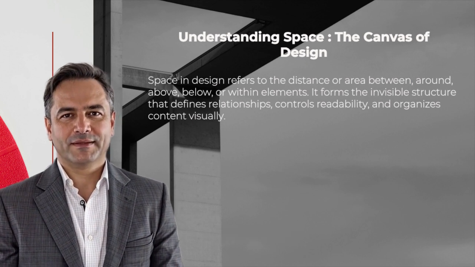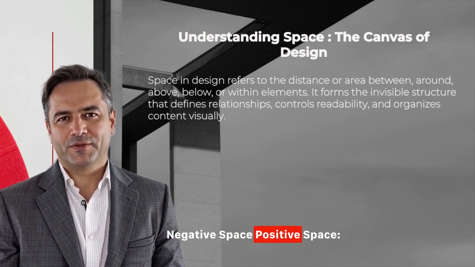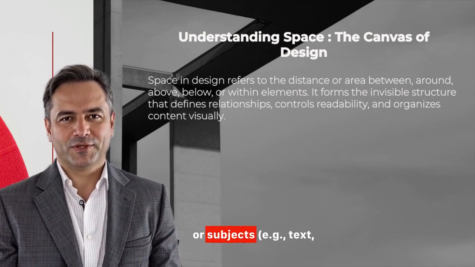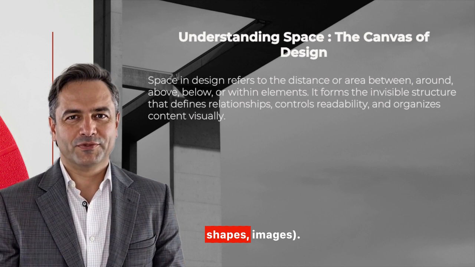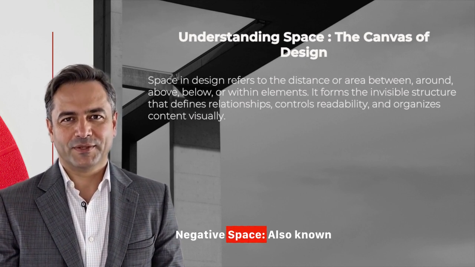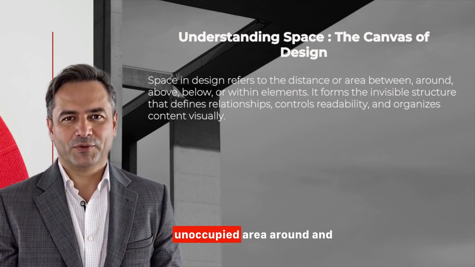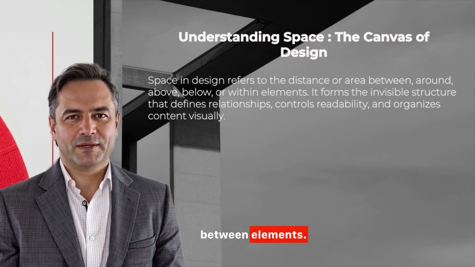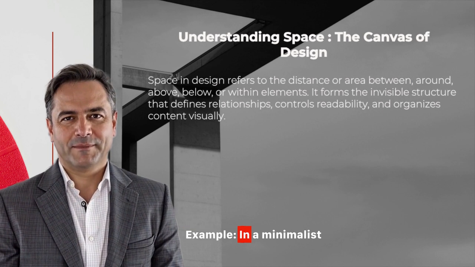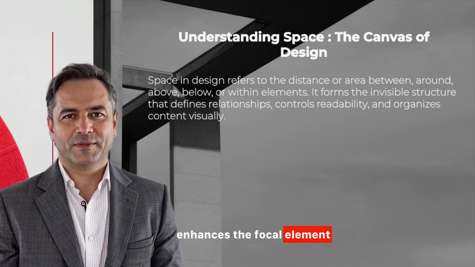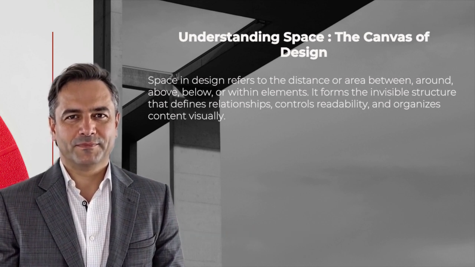Positive versus negative space. Positive space is the part of the design that contains objects or subjects, e.g., text, shapes, images. Negative space, also known as white space, is the empty or unoccupied area around and between elements. Example: in a minimalist poster, the empty space enhances the focal element and prevents visual clutter.